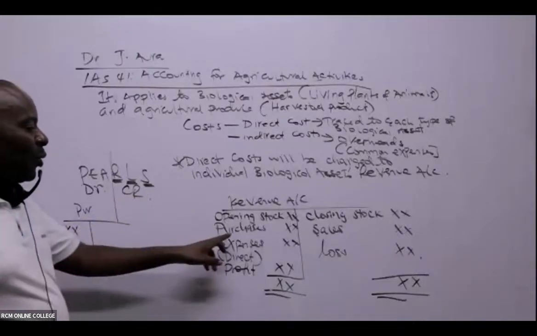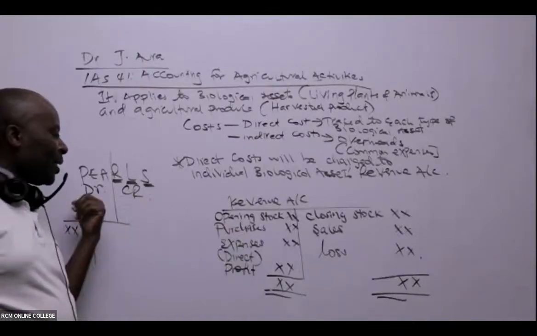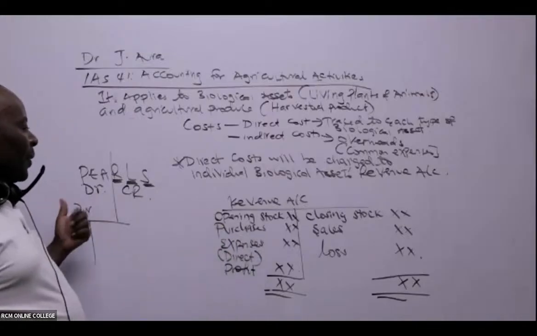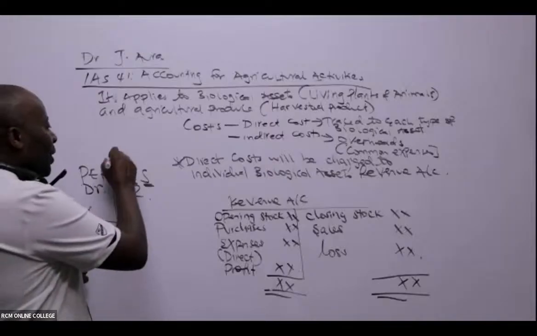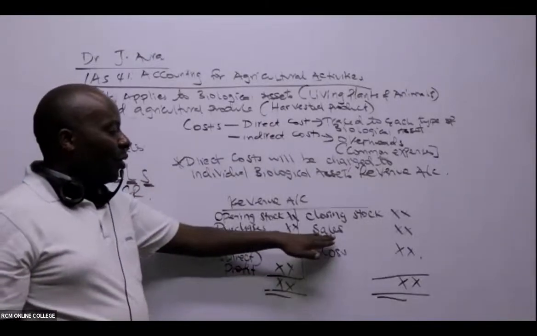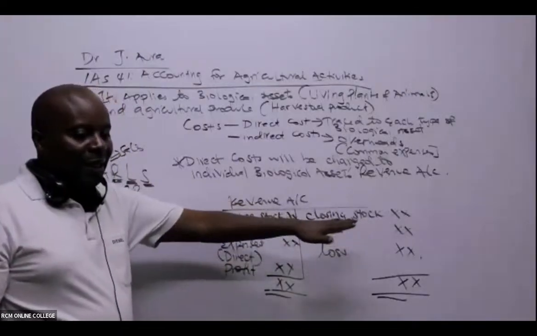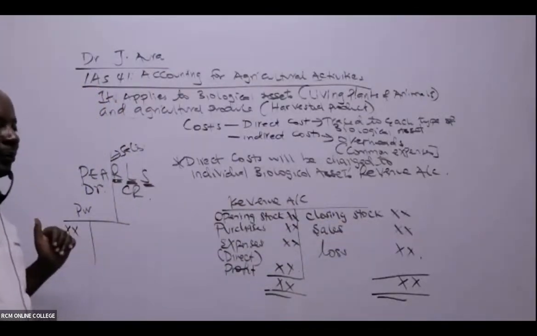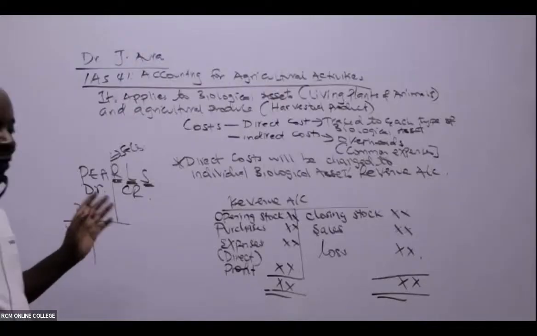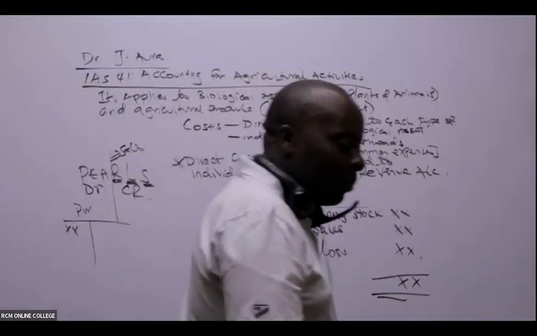So what are we doing? You can see purchases is on the debit side. Expenses, these are on the debit side. Revenue is the same as sales. Where is revenue? On the credit side. So the moment I have these pairs, I will never have a problem at all.